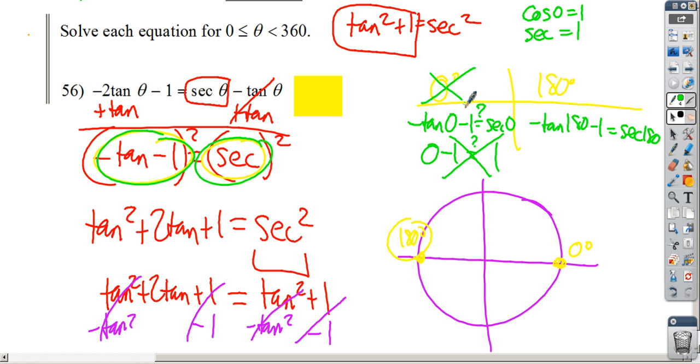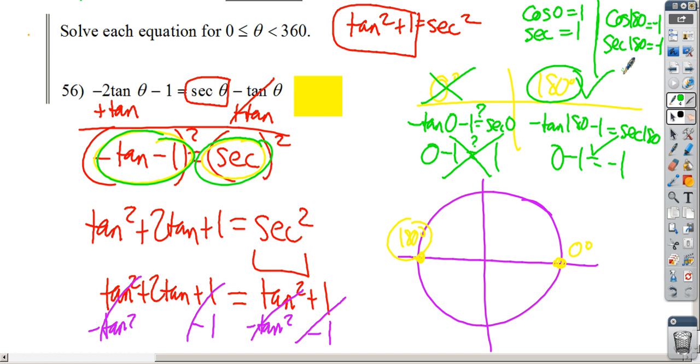Okay, tan of 180, well, we already said that's 0, so 0 minus 1. Sec of 180, well, let's find what cosine of 180 is. Cosine is the x-coordinate at 180, it's negative 1. So if you flip the reciprocal of negative 1, you would still have negative 1. So 0 minus 1, that does equal negative 1, so 180 is the only solution that works. The other one is extraneous.